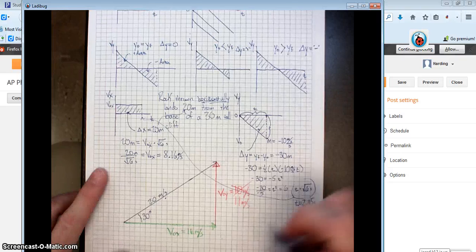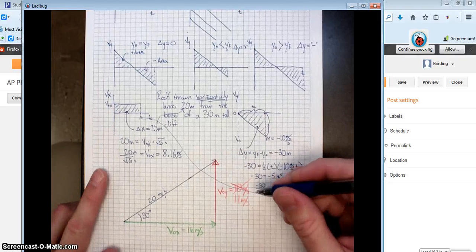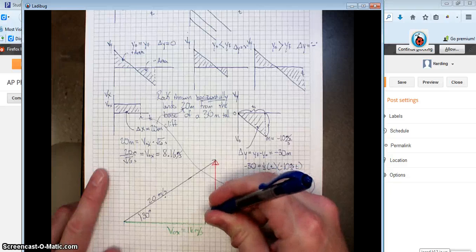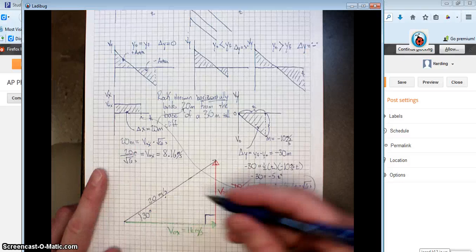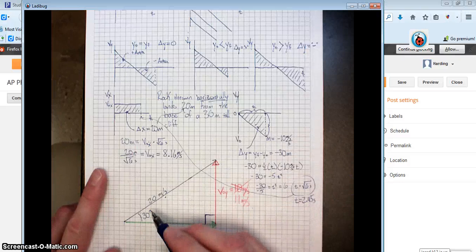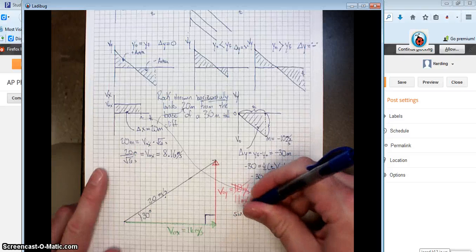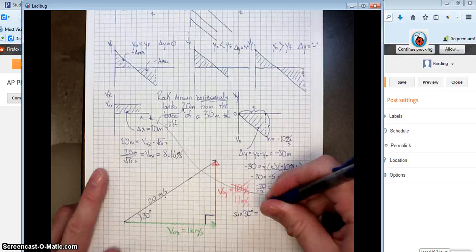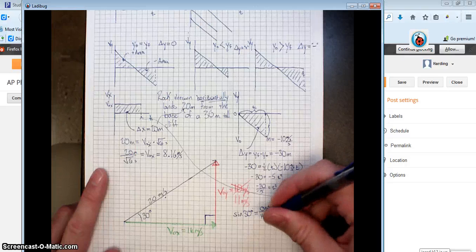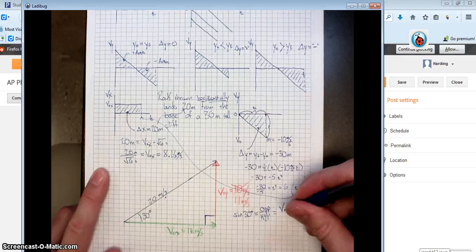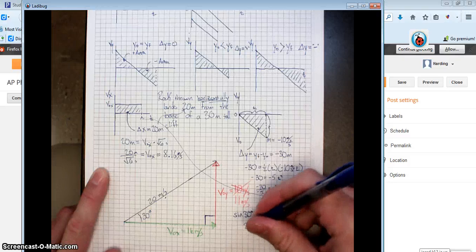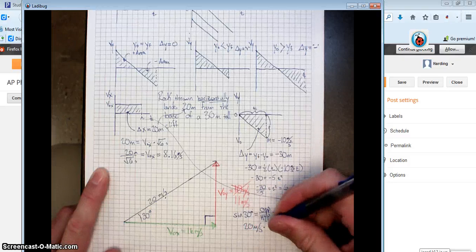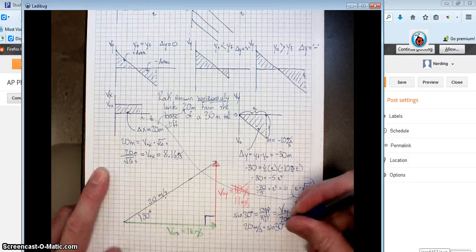So when I'm doing this right triangle decomposition, it's a right triangle here because the vertical is going to be perpendicular to the horizontal. I can also just use SOHCAHTOA, so I could do sine 30 degrees equals opposite over hypotenuse. That's going to be VOY over 20 meters per second. Solve that through: 20 meters per second times sine 30. Sine 30 is a good one to know. That's half. So this is going to be 10 meters per second.